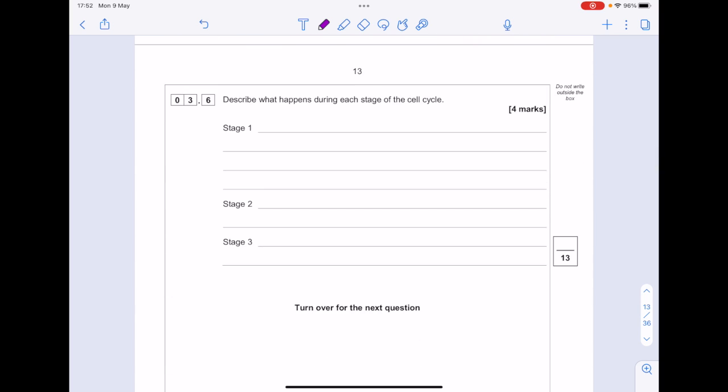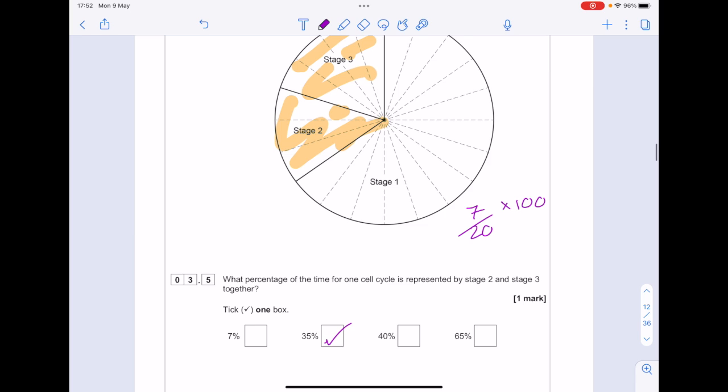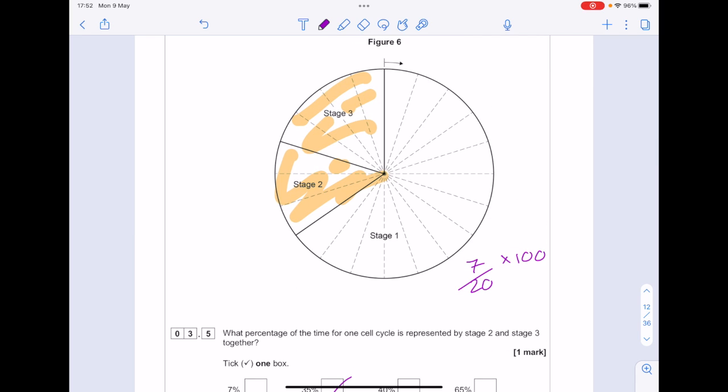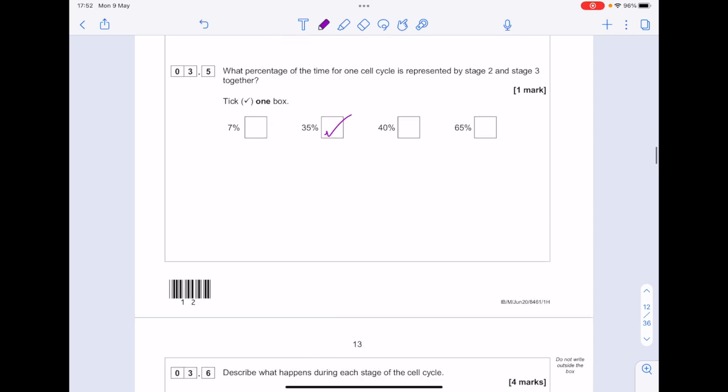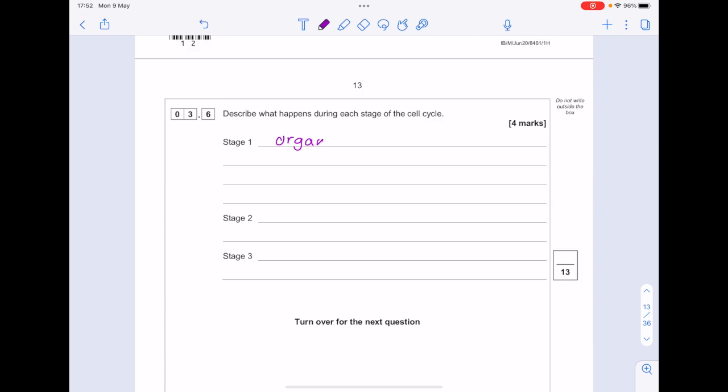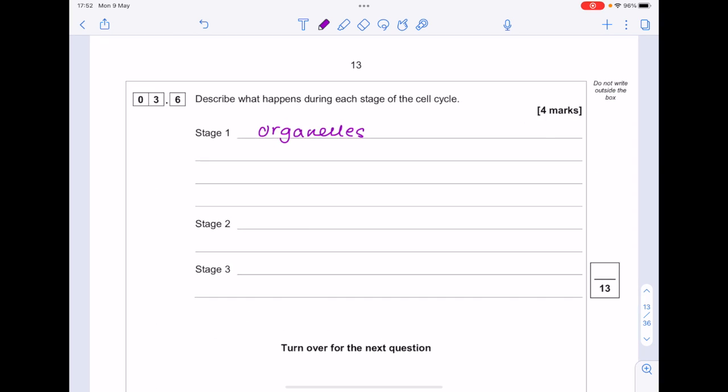Describe what happens in each stage of the cell cycle. So stage 1, that's the longest part of the cycle. That is where your organelles replicate. So let's name some organelles. It's also the stage where DNA replication takes place.